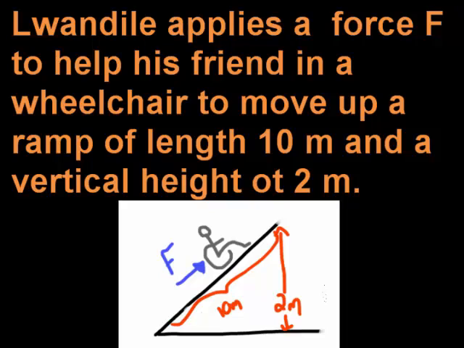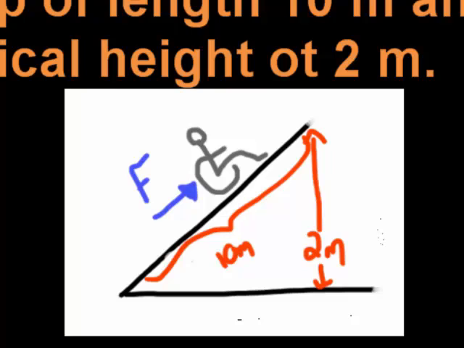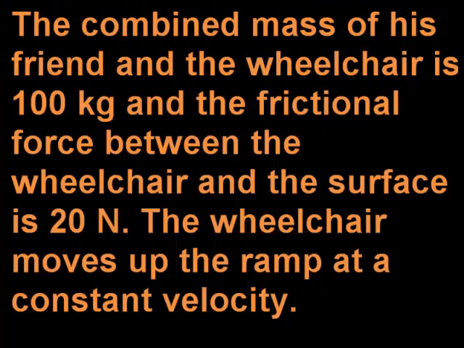Now our question starts off by telling us that Lwandile applies a force of F to help his friend in a wheelchair to move up a ramp of length 10 meters and a vertical height of 2 meters. Further on they told us the combined mass of his friend and the wheelchair is 100 kilograms and the frictional force between the wheelchair and the surface is 20 newtons. The wheelchair also moves up the ramp at a constant velocity.